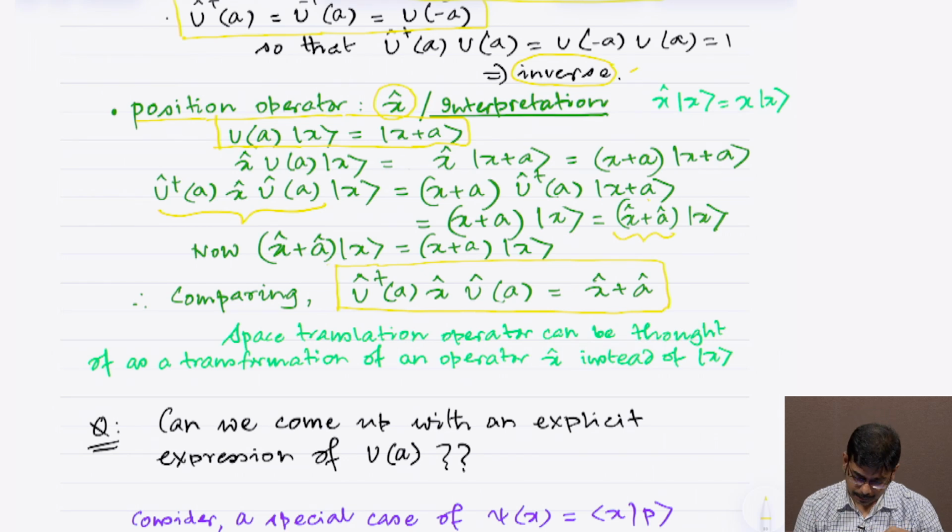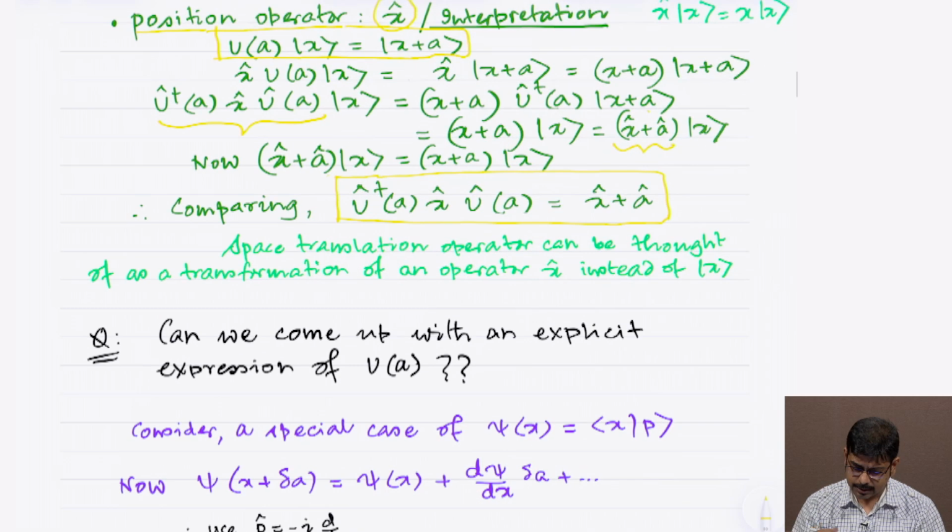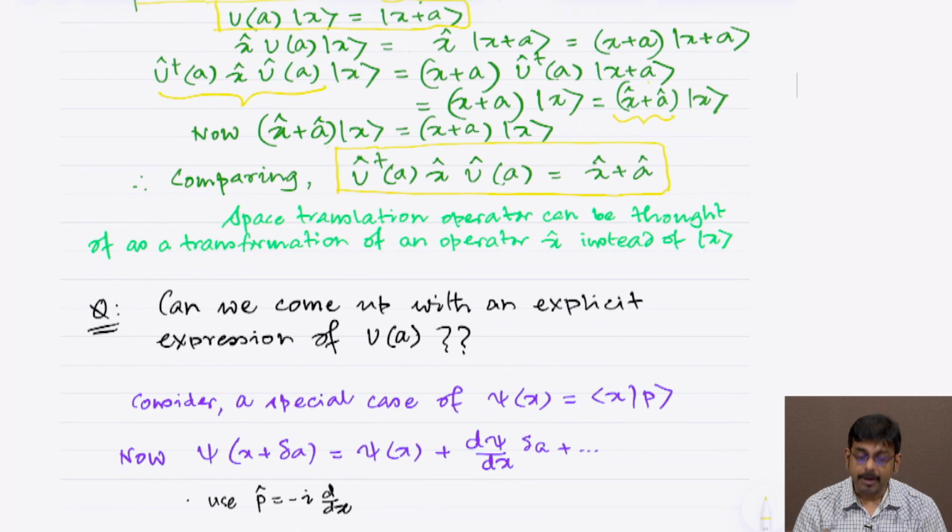We are not yet there. So, the space translation operator can be thought of as the transformation of an operator x, instead of acting on the ket itself. So, we are now visualizing what kind of operator we can actually form for these kinds of translations, spatial translations, but we have not yet reached there.